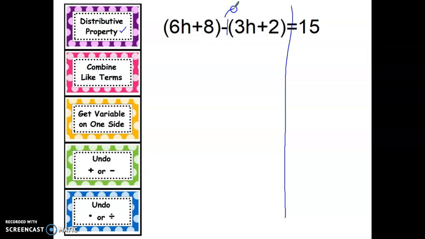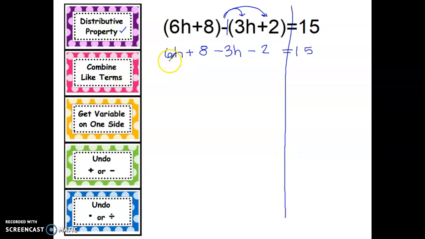So you're going to multiply -1 times 3h, not x, to get you that -3h. And then -1 times 2 gives us a -2. Over here, we're left with 6h plus 8. And we can't combine these, so you just simply move them down. Is equal to 15.